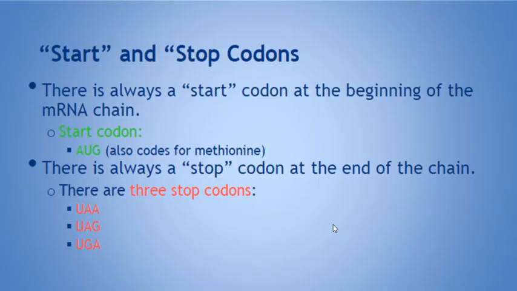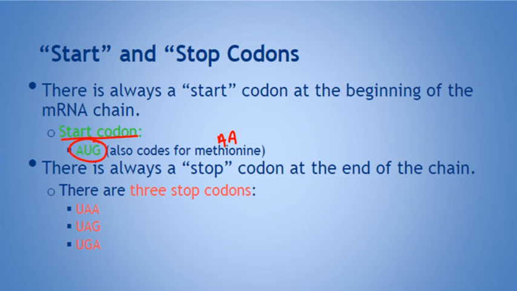Now, whenever we have our amino acid sequences, we always have a start codon. The sequence cannot start until you locate AUG. And the amino acid that this codes for is methionine. If you don't have AUG, then you don't have a sequence. You need to start with AUG every time.